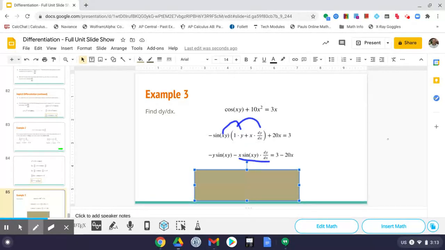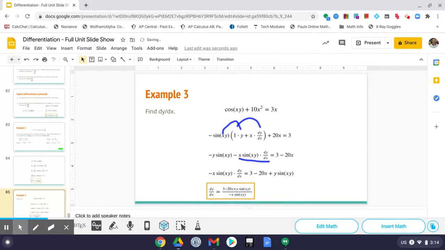Once I have that, I'm going to again move everything that does not have a dy dx over to the right-hand side, which in this case is only this negative y sine of xy. So I'm going to add that over to the right-hand side. And then finally, I now have negative x sine of xy multiplied by dy dx. To get dy dx by itself, I'll divide by negative x sine xy and get this long expression, but that is what dy dx is equal to.